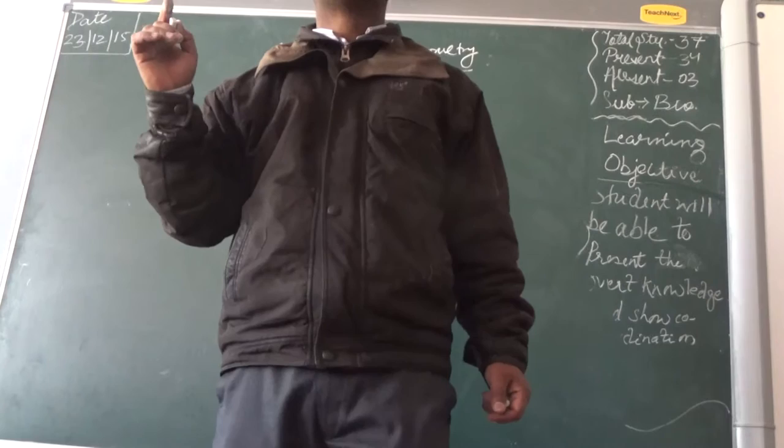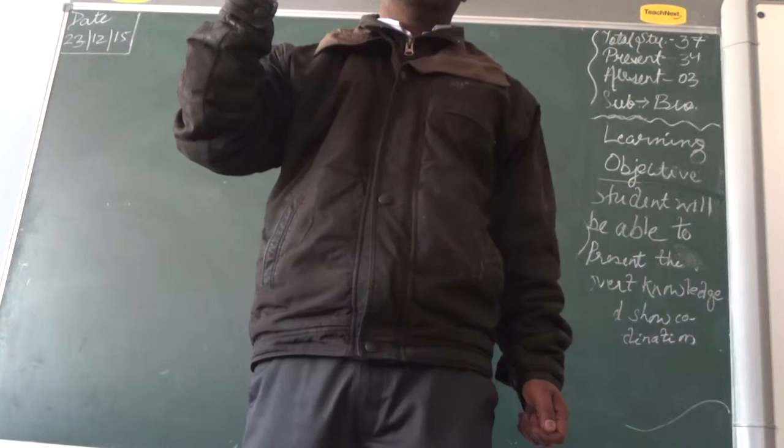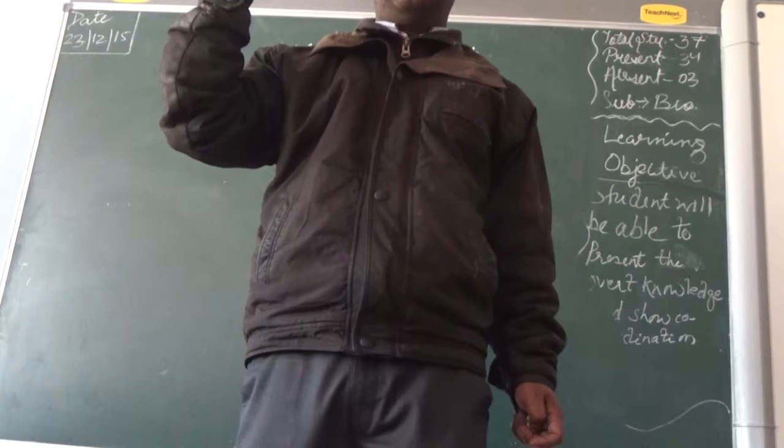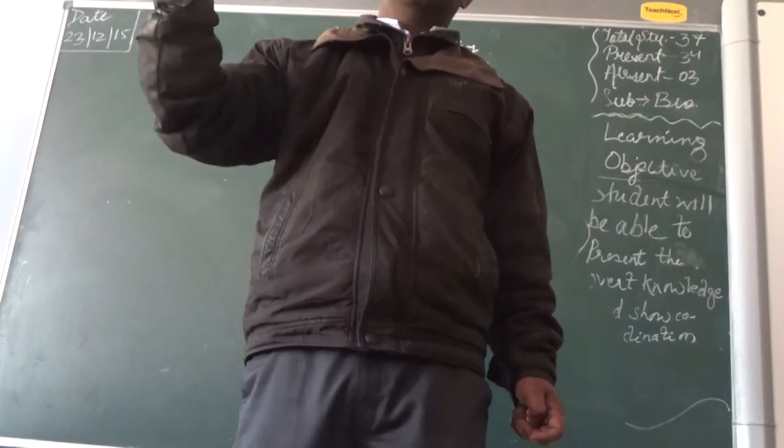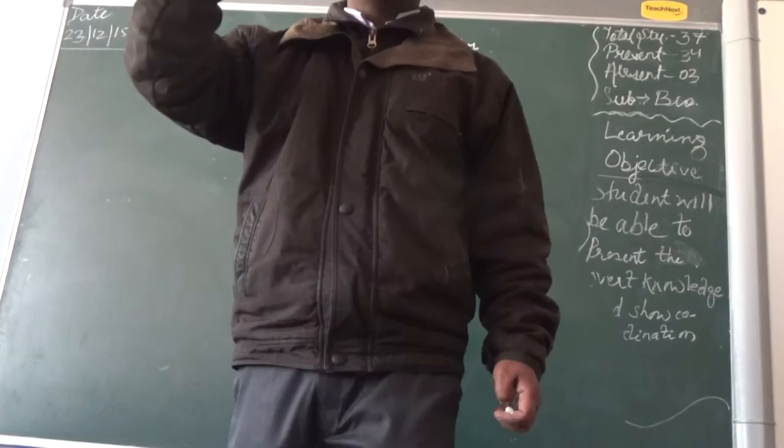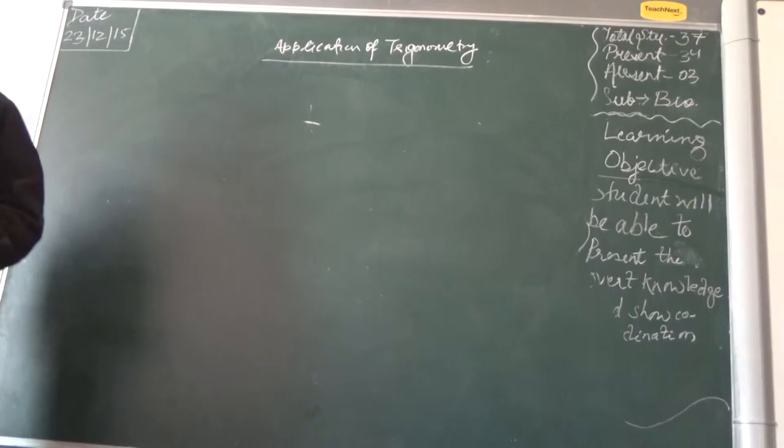The chapters are already sent to your mail ID. First is trigonometry, second is coordinate geometry, third is probability, fourth is arithmetic progression and quadratic equations. Circles and constructions are not coming, mensuration is not coming. Yes, quadratic is coming. Okay, so starting with the first question.